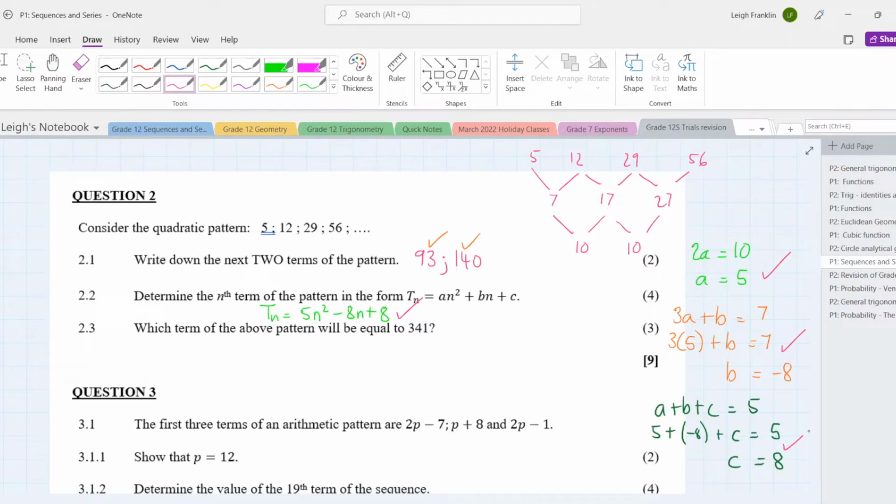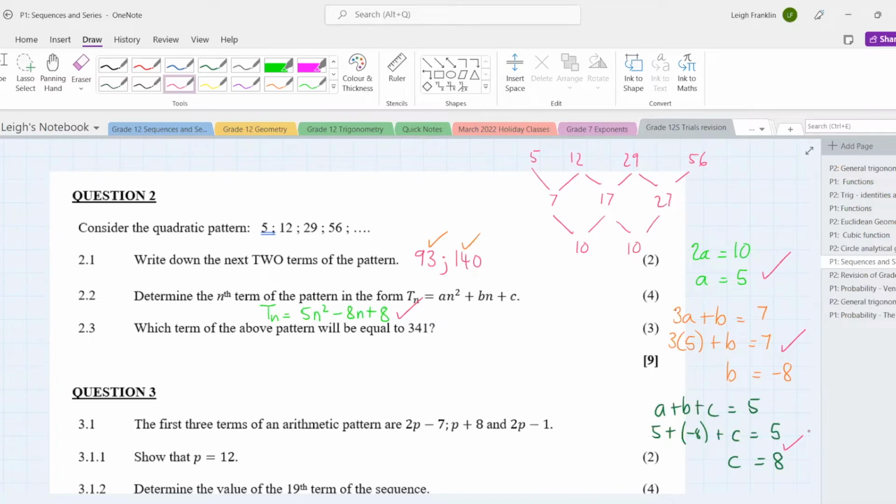Okay, next question, 2.3. Which term of the above pattern will be equal to 341? So now what do they want us to do, Matrix? Which term in the above pattern, how are we going to work out? When they ask us to work out which term, what are we calculating? What letter do they want us to calculate? They want us to calculate the n, and that 341 they've given us represents the corresponding Tn.